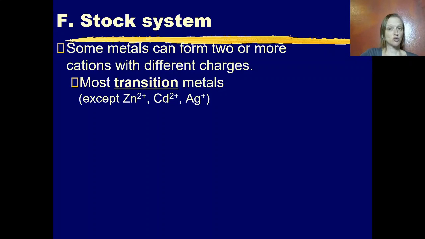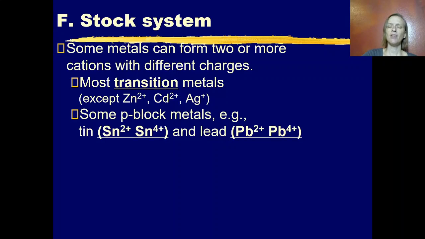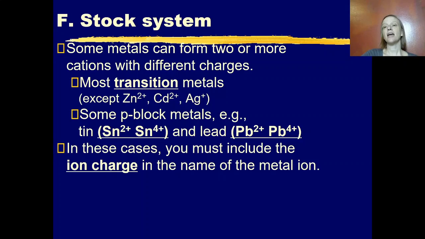This is true for most transition metals. There are some exceptions to this rule, but most transition metals can have more than one charge. It's also true for a couple of p-block metals as well. For instance, tin. Tin can form ions with a charge of +2 or +4, and the same is true for lead, +2 or +4. And in these cases, you must include the ion charge in the name of the metal ion. Otherwise, other people won't know which version of the ion you're talking about. Are you talking about lead 2 or are you talking about lead with a charge of 4?